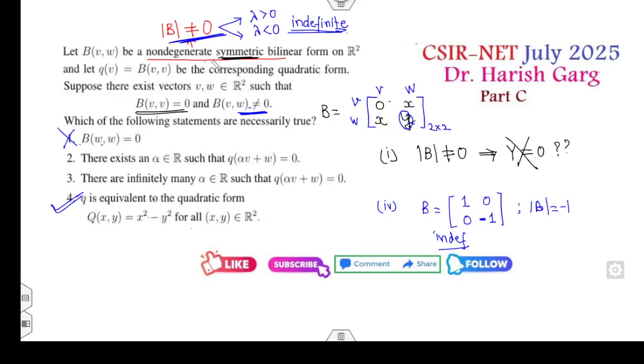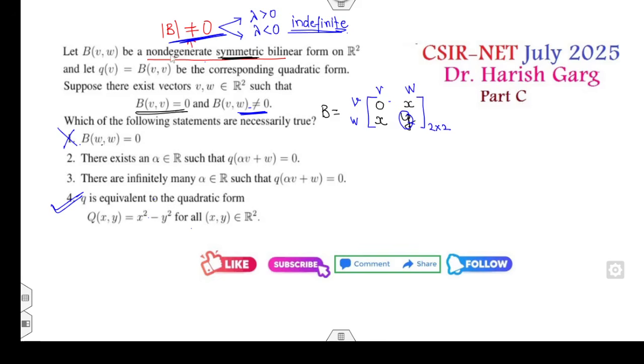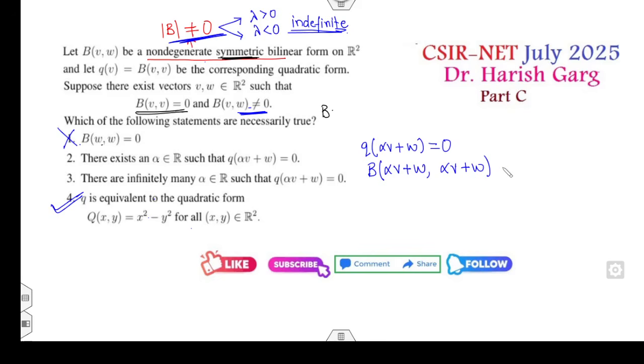Because it satisfied my non-degenerate form. Now look at the second option. Q of alpha v plus w is my 0. So can you find the value of alpha? It is given that Q is my V of v. That means V of alpha v plus w, alpha v plus w is my 0.